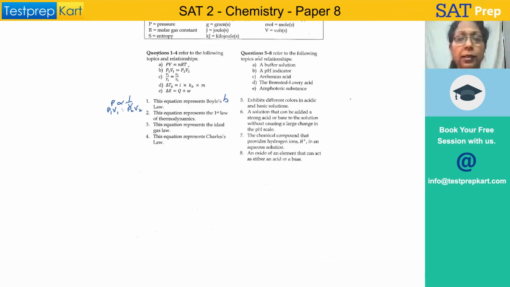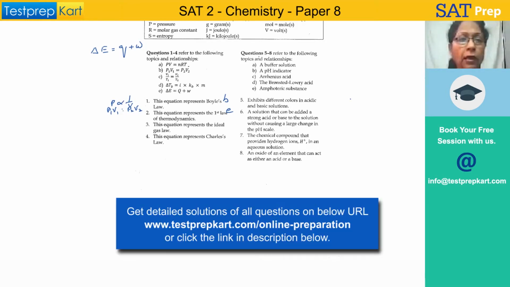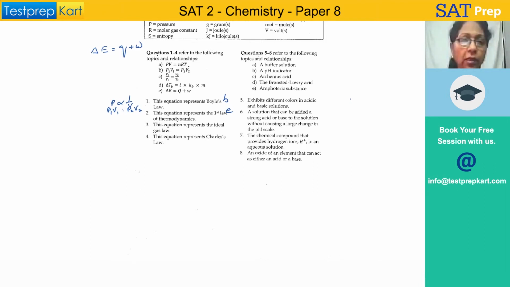Second, this equation represents the first law of thermodynamics. So the answer will be E, because it says that the total energy of the universe is constant. Energy transfer can take place in two different ways, either in the form of heat or in the form of work. Delta E is the change in energy at constant volume. Q is the amount of heat transfer, W is the work done. So these are the two different modes of energy transfer, in the form of heat and in the form of work. So the total energy of the universe is constant. That is the first law.